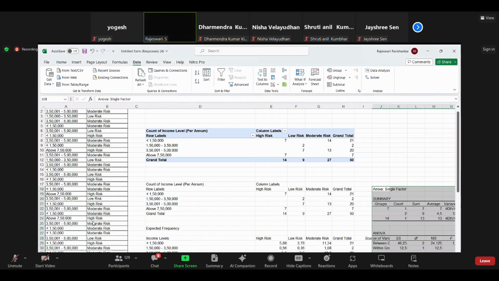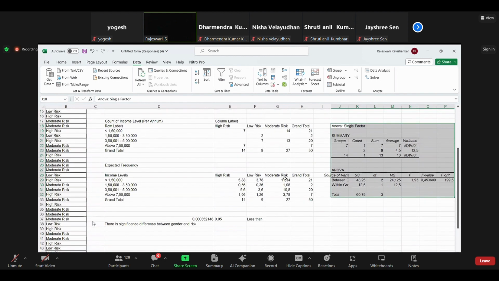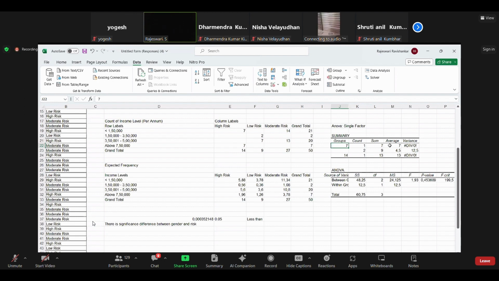So I'll get these ANOVA details. I have a group of 4 because this is 3 columns and 4 rows, so that is 7 groups I have. Average count is 4.5, and the sum is 9.